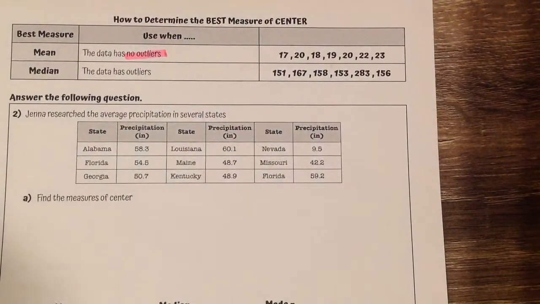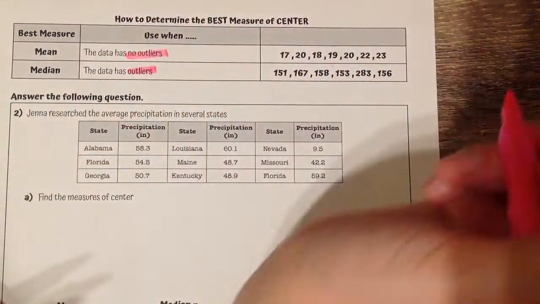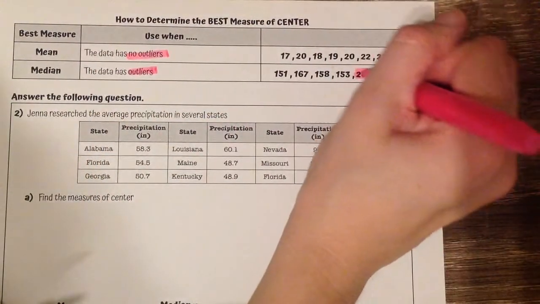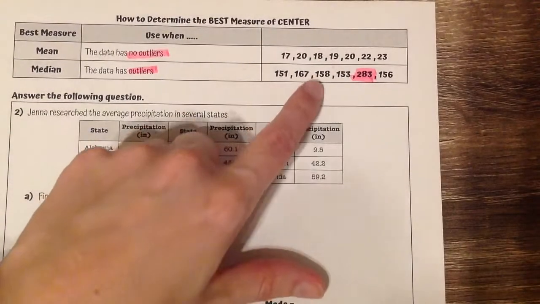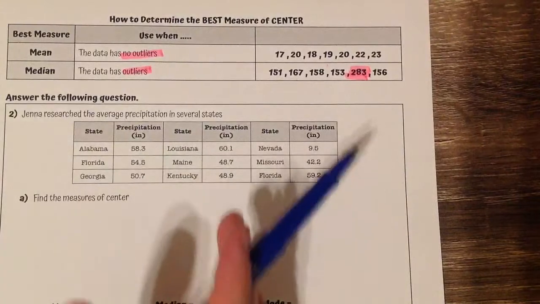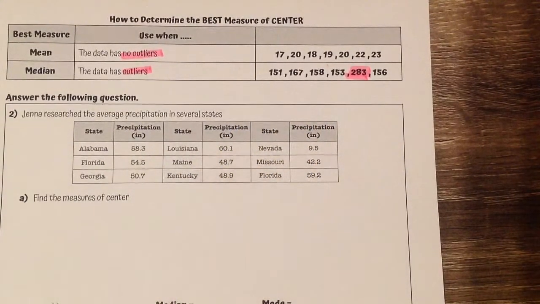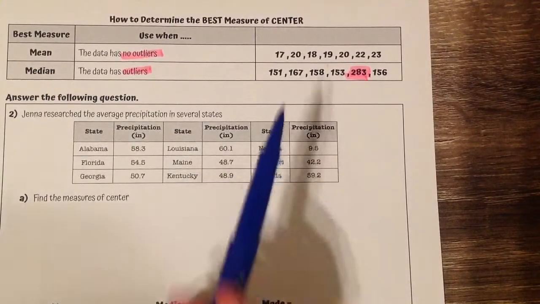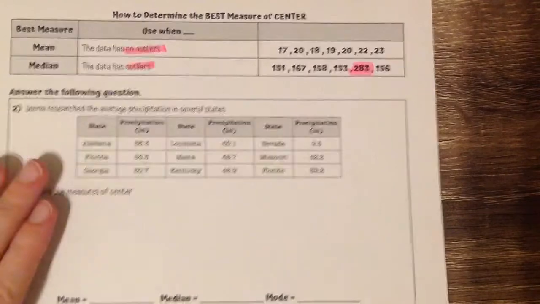The median is the best measure of center when there are outliers. So in this example, 283 is way higher than the rest. Everything else is 150 or 160. So since 283 is way higher, it's going to bring the average up, and it might even bring your average up higher than every single other data value, which wouldn't really be a good center value.